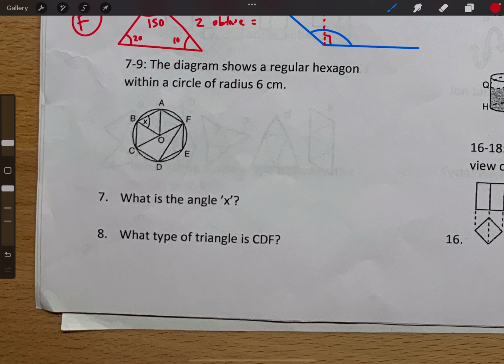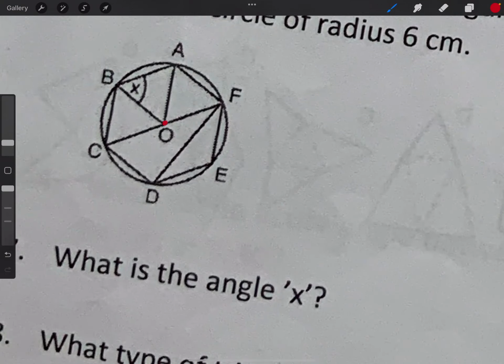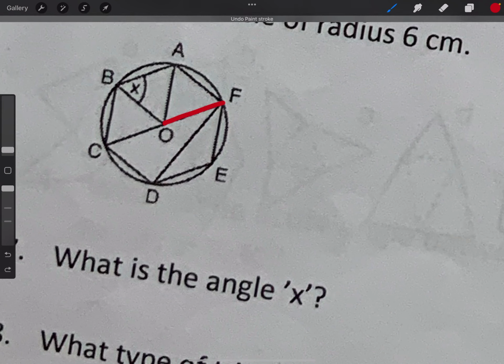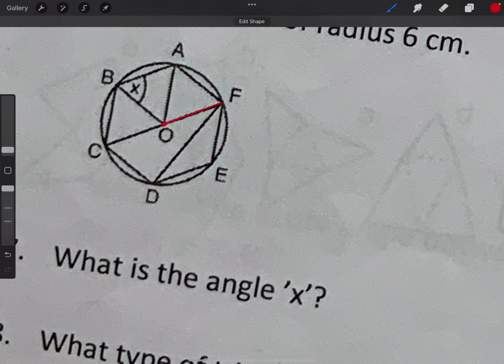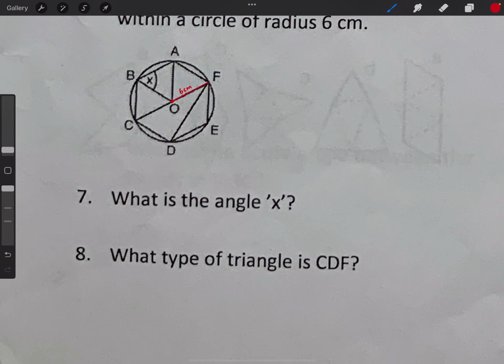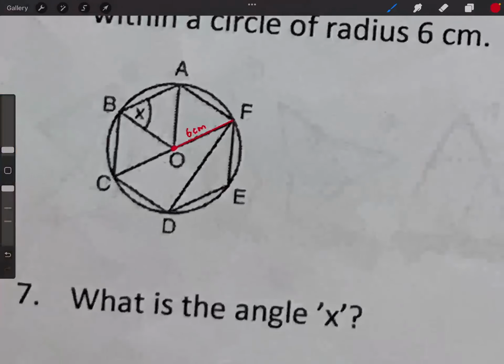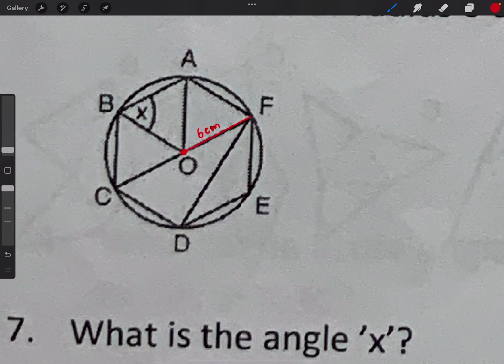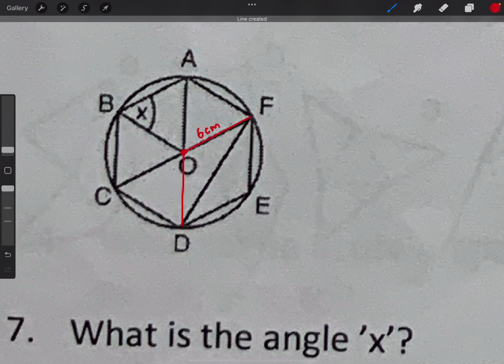The diagram shows a regular hexagon within a circle of radius 6. That means the radius here is 6 centimeters. Alright. So this is the radius from the center of the circle to one of the vertices. This will be 6 centimeters. Alright, now it says, what is the angle X? Well, we need to establish, let's draw lines connecting all of the vertices.